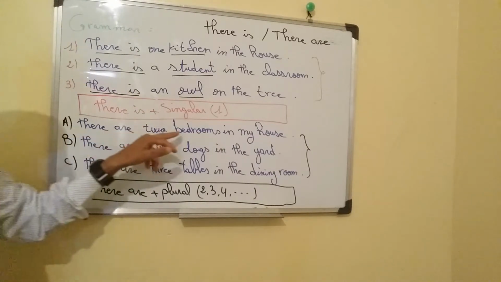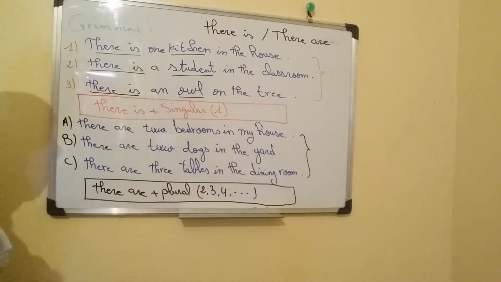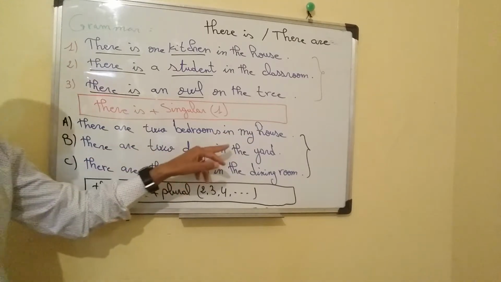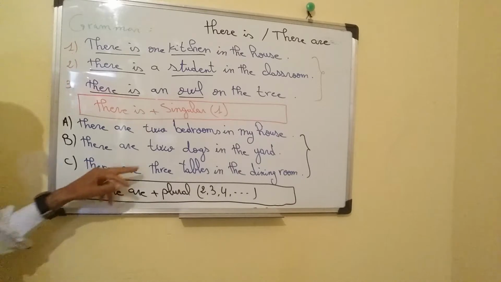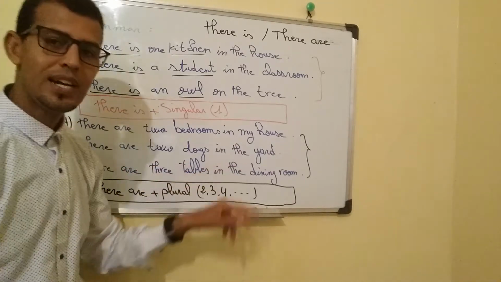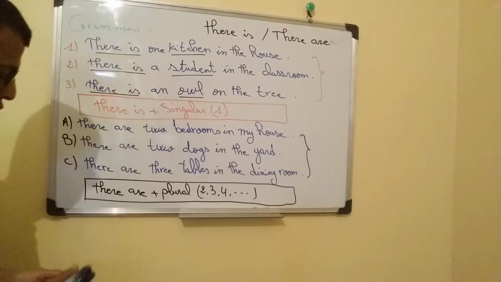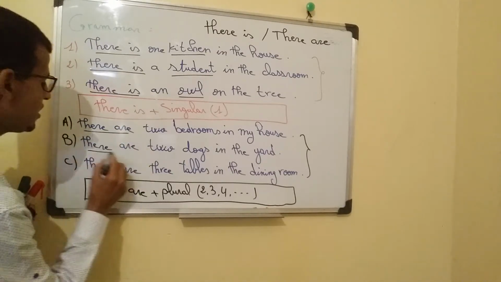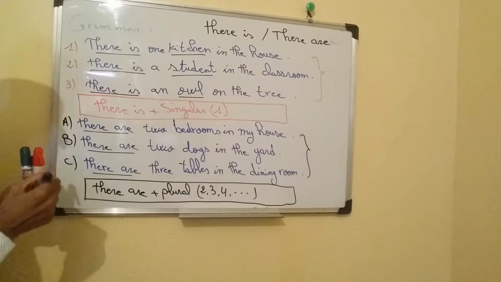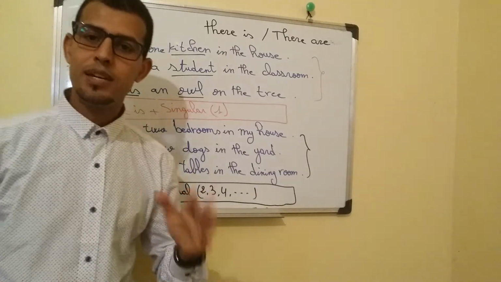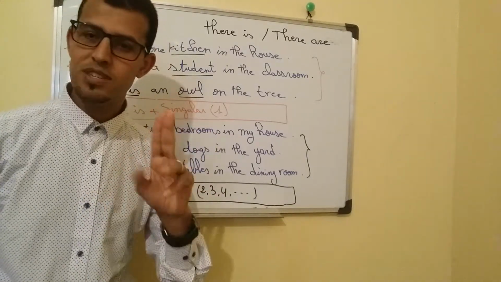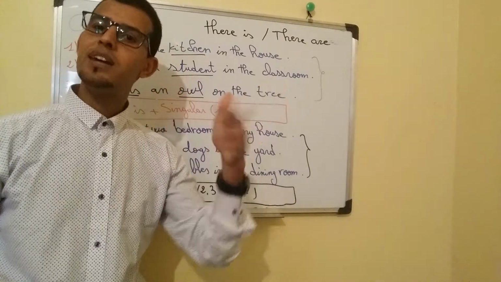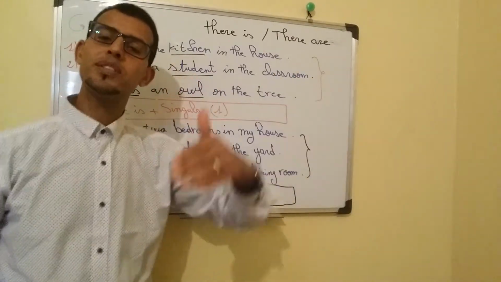There are two bedrooms in my house. There are two dogs in the yard. And there are three tables in the dining room. Great. So here we have the expression there are. We use there are when I talk about plural. What is plural? It means two, three, four, five, etc. So it means more than one.